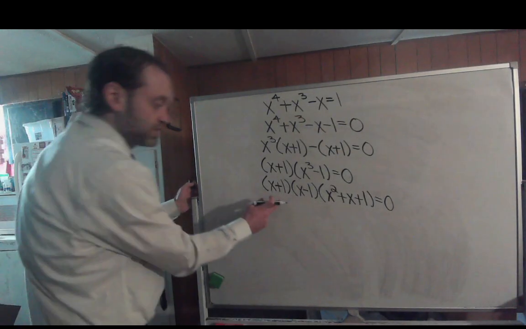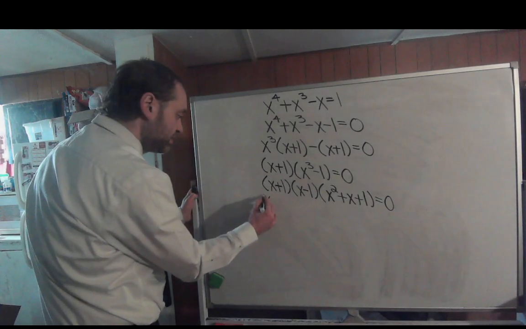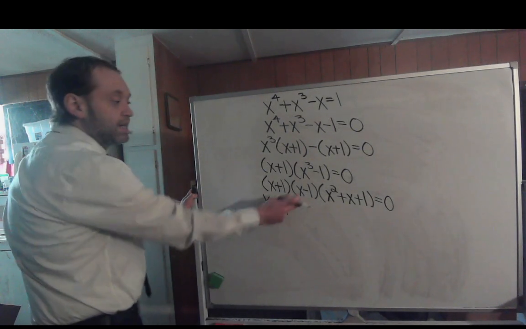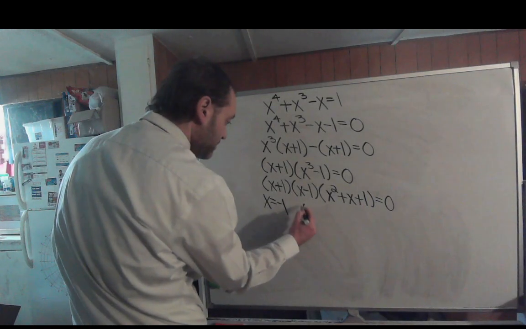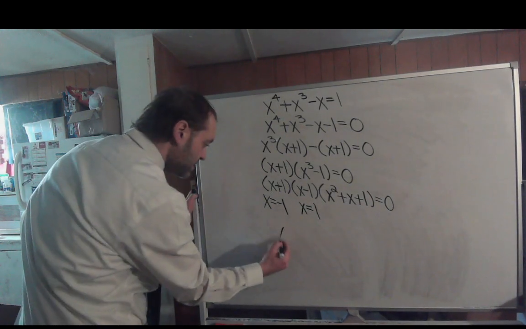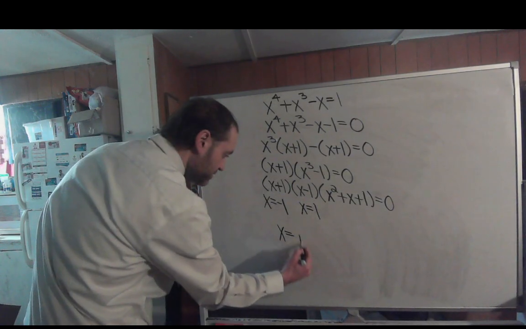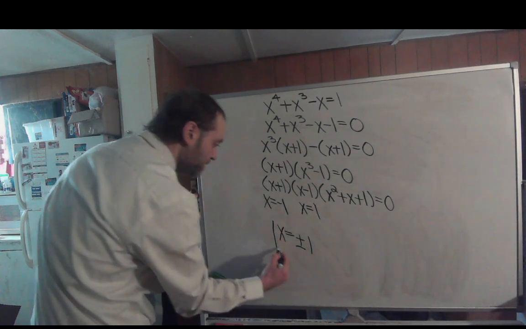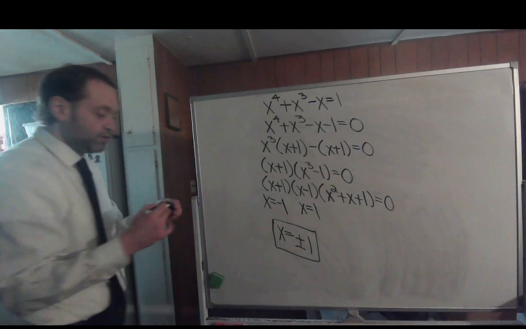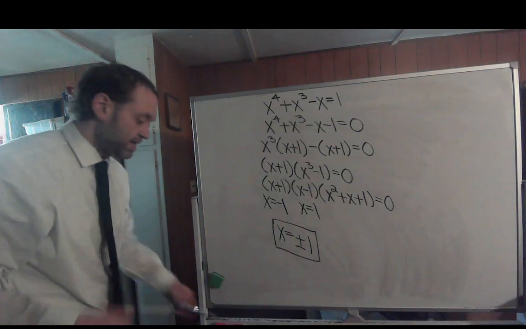So that x plus 1 equals 0 will give you x equals -1. That x minus 1 equals 0 will give you x equals +1. So x has two real values of both plus and minus 1. Those are the only two real values, x equals plus and minus 1.